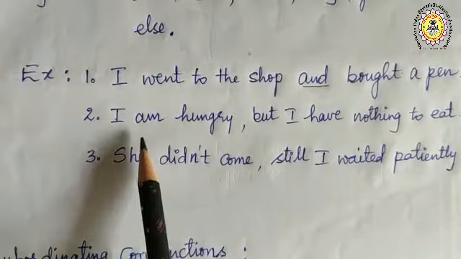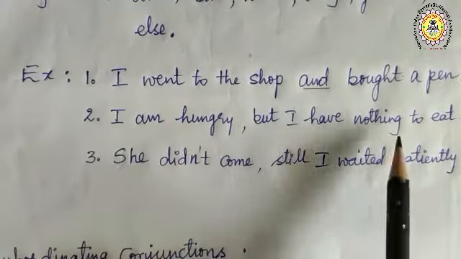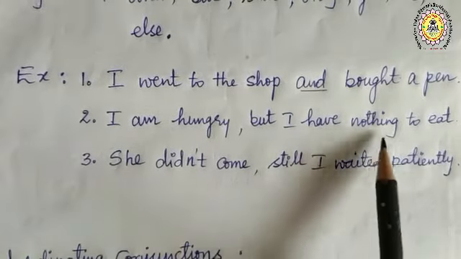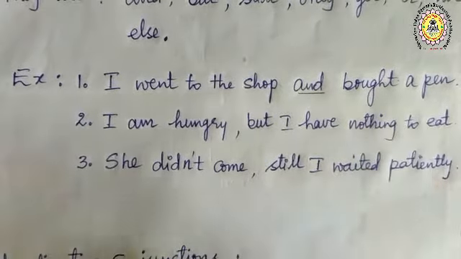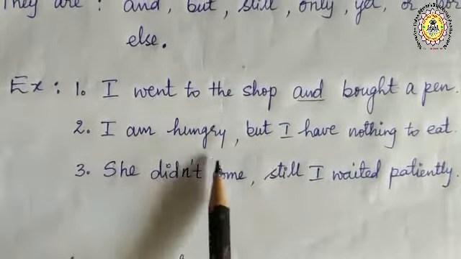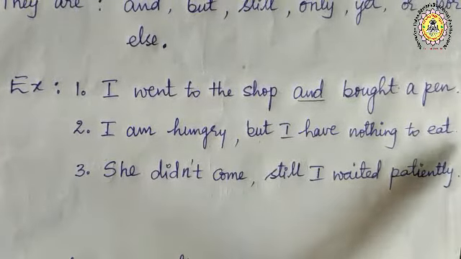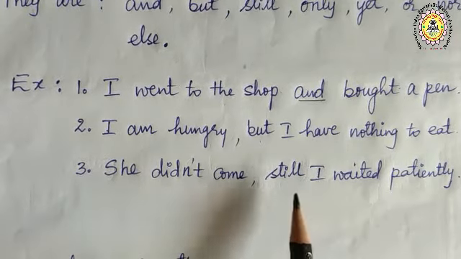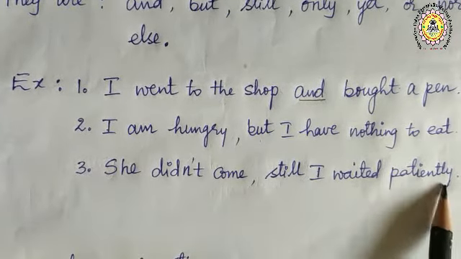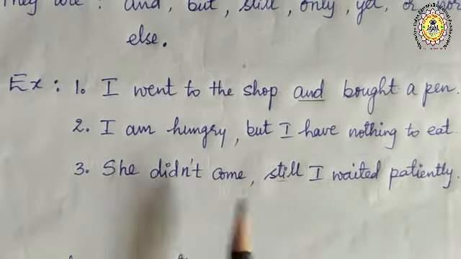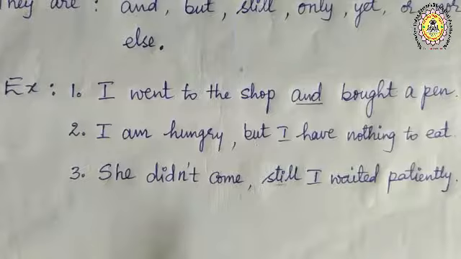Our next example is I am hungry but I have nothing to eat. Here I am hungry is a clause. I have nothing to eat is also a clause. So, to coordinate these two we use but. I am hungry but I have nothing to eat. Our third example is she didn't come. Still I waited patiently. So, here also still is used to coordinate these two clauses.